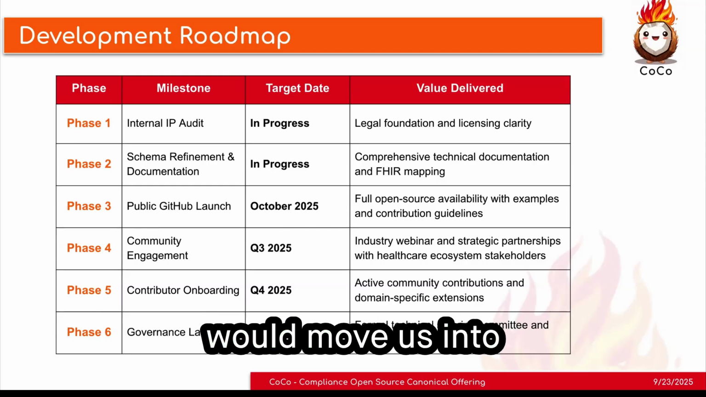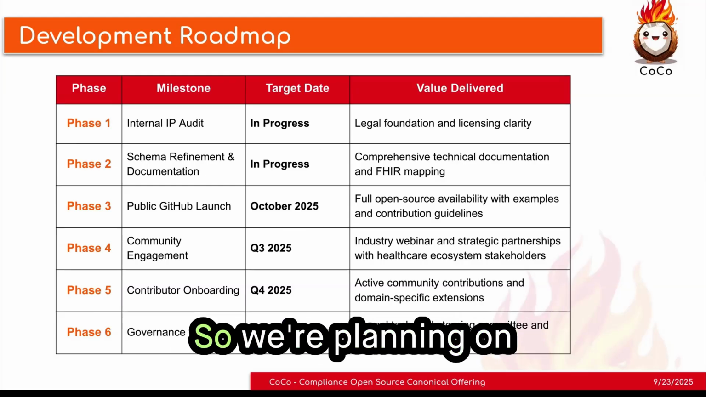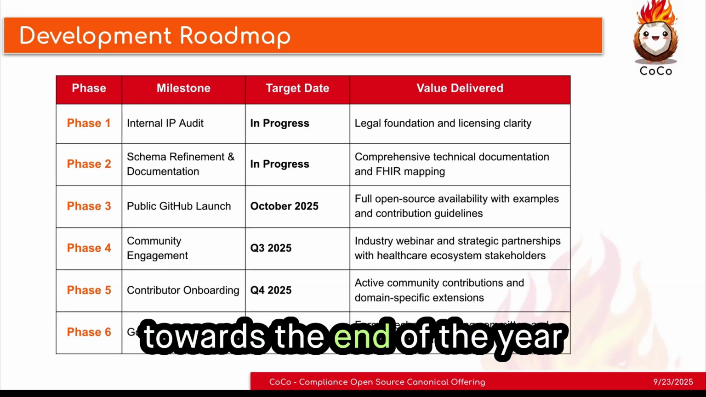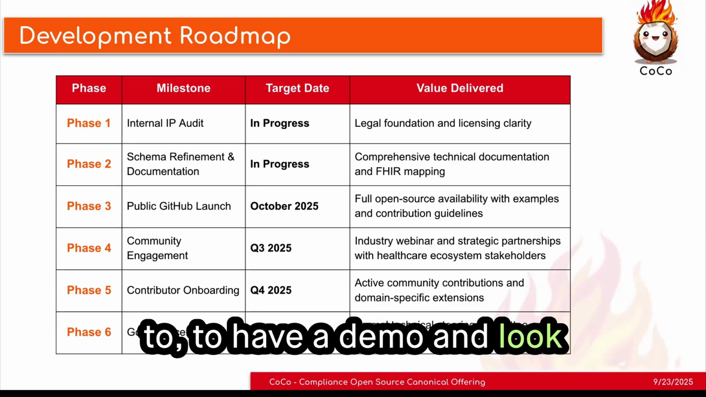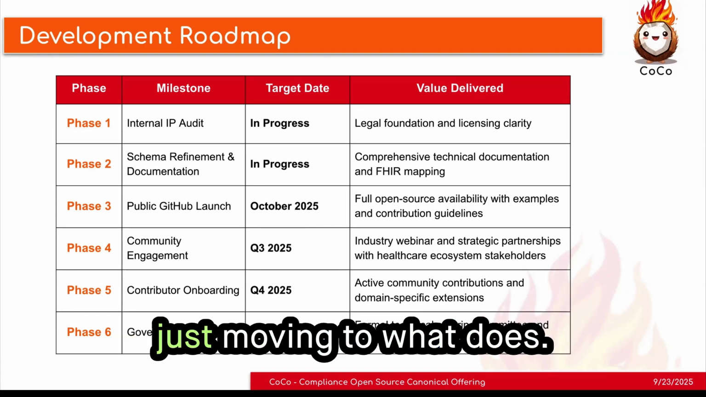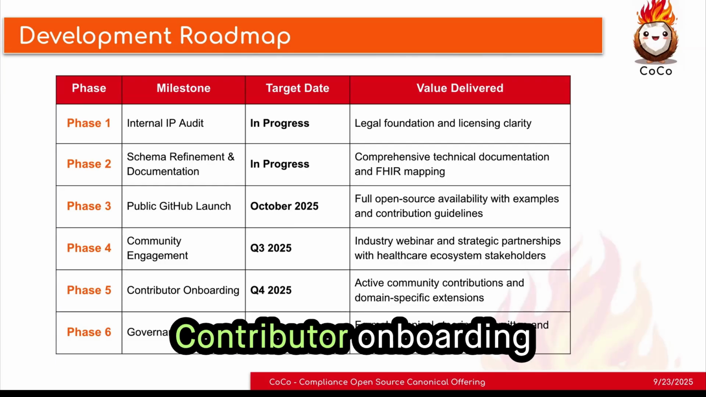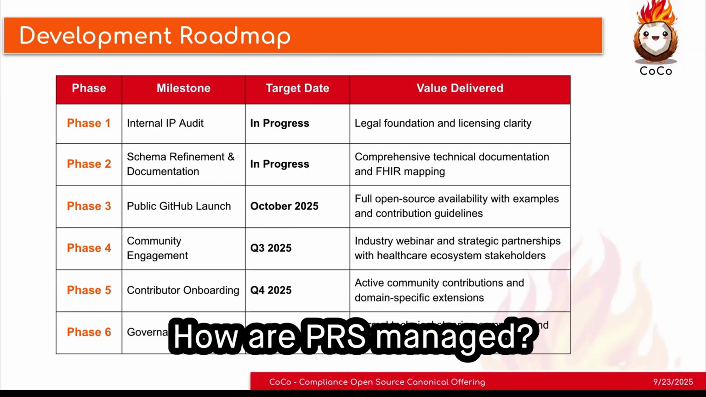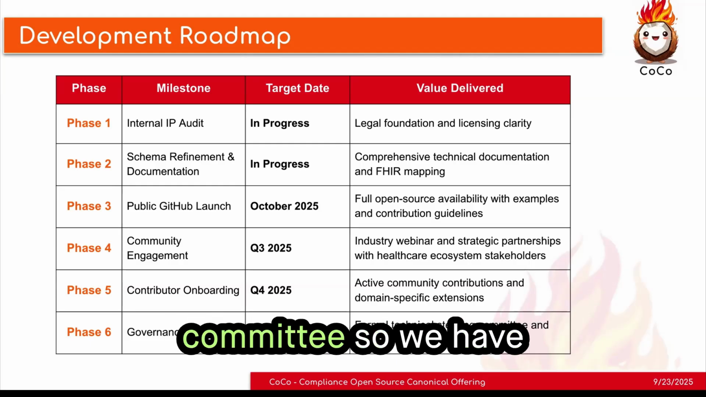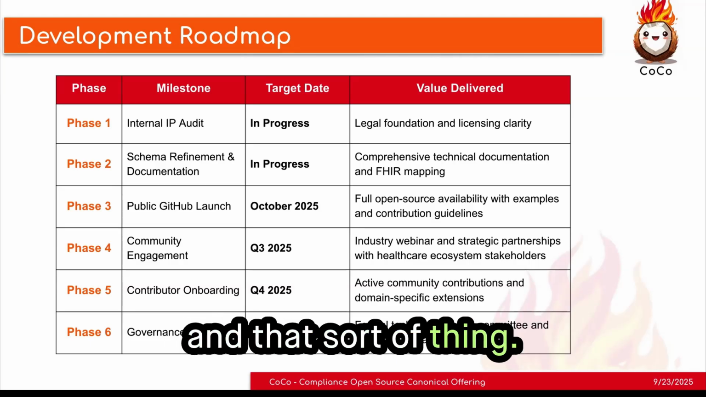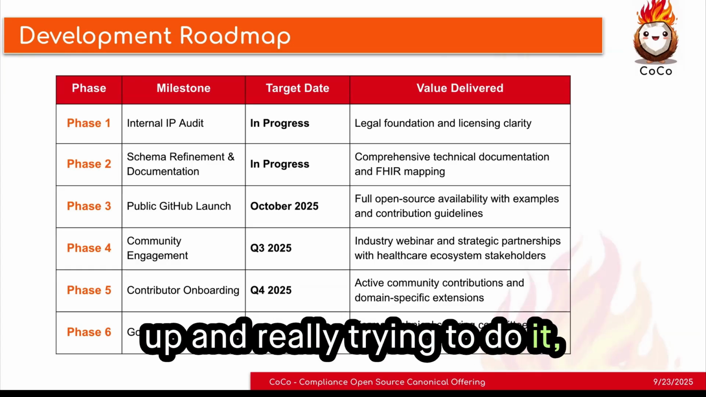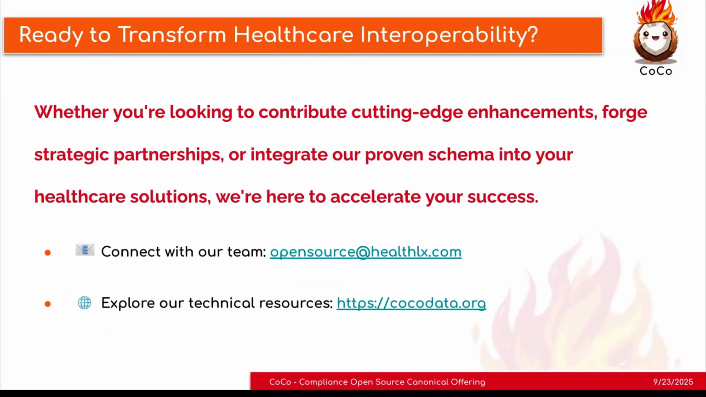And then phase 4 would move us into community engagement. So we're planning on probably doing another webinar, maybe 2 by the end of the year, to have a demo and look a little bit deeper into some of the things that we have. And then phase 5 and 6 move into what does contributor onboarding look like? How do you become a contributor? How are PRs managed? And then governance launch is about creating this technical steering committee so we have more formal roadmaps and that sort of thing. So we're pretty excited about building this up and really trying to do it on behalf of the community. So that's it.